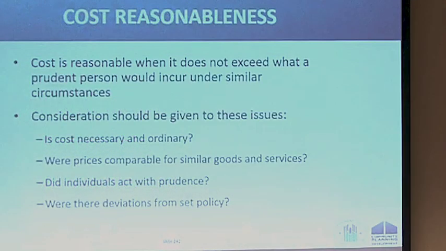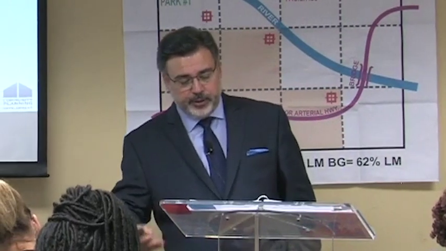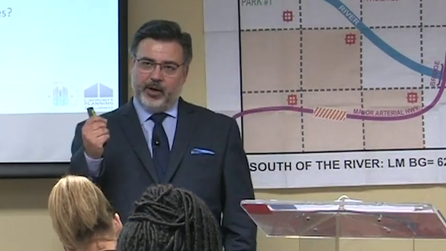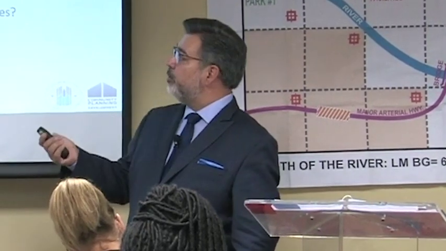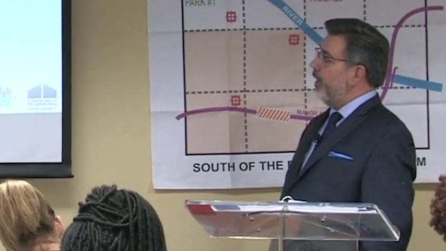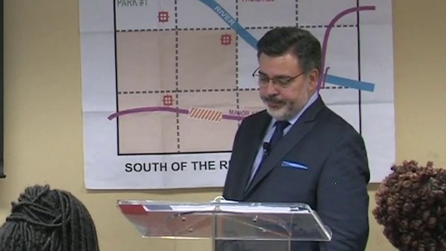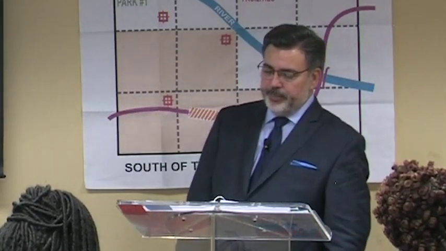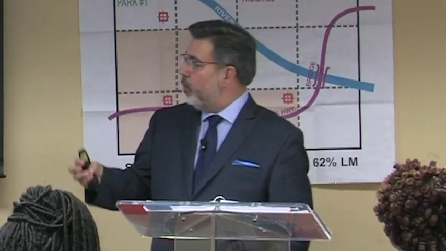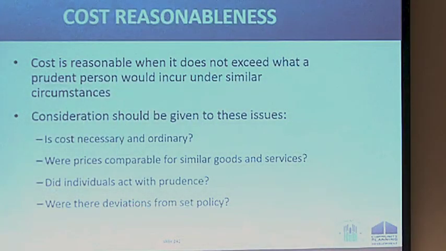All right, so we'll talk about these 3, starting with cost reasonableness. Is it reasonable? It's reasonable when it does not exceed what a prudent person would incur under similar circumstances. Now you notice that there's not a real hard definition of what it is, but it's what a prudent person would incur, okay? And I think we all agree that a prudent person would not pay $700 for a toilet seat, okay? Consideration should be given to these issues. Is the cost necessary and ordinary? Were prices comparable for similar goods and services?